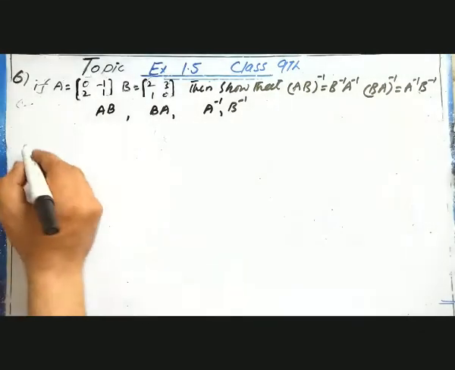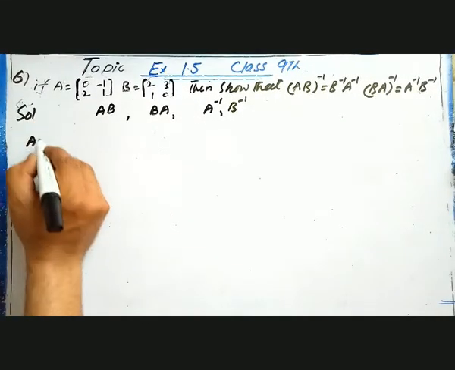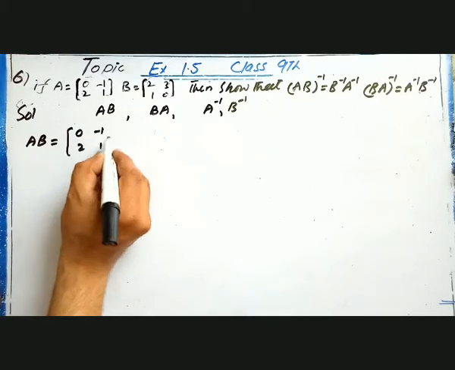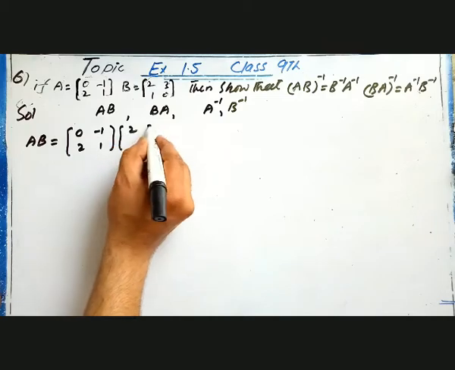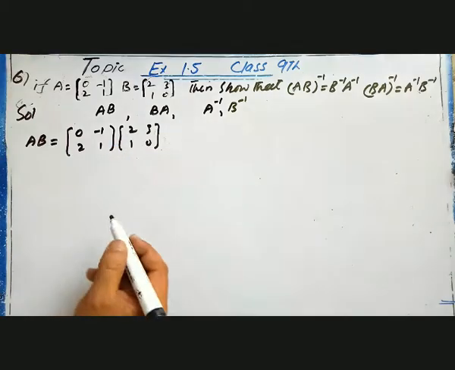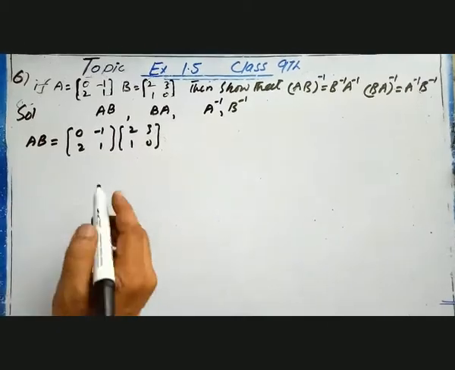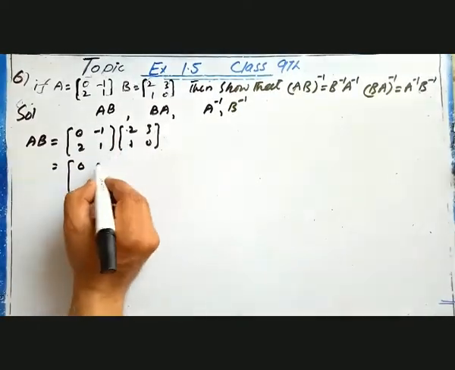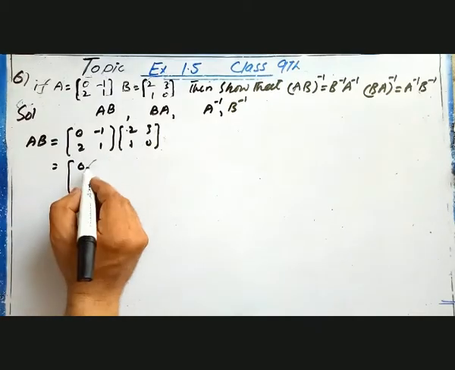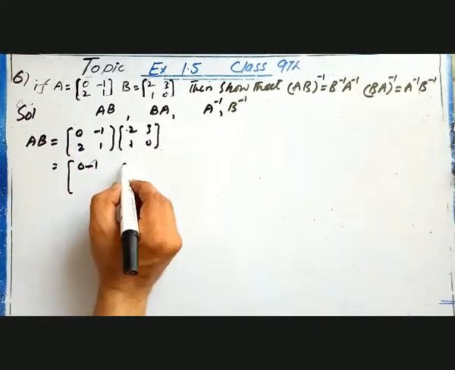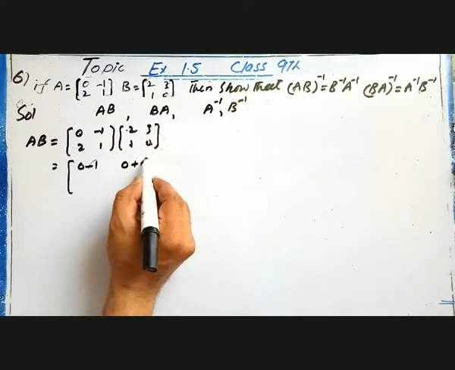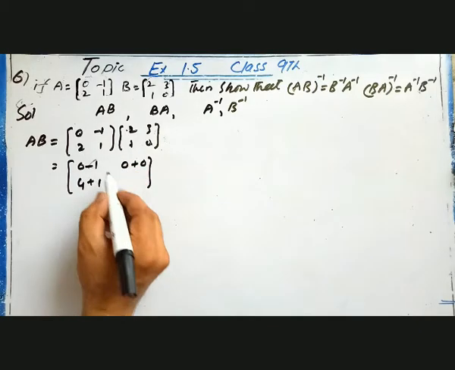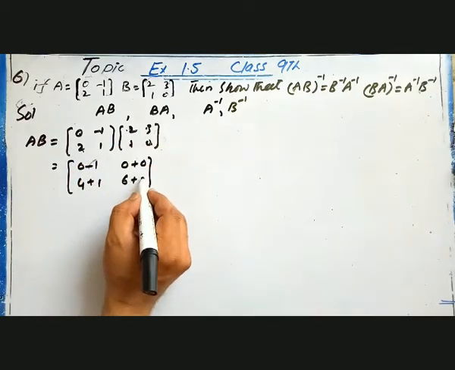तो हमारे पास AB सोल्यूशन, AB will be equal to matrix A is 0 -1 2 1 and B is equal to 3 1 0. Multiply this. 0 2s are 0, 1 1s are -1, -1, 0 3s are 0, 1 0s are 0, 2 2s are 4, 1 1s are 1, so plus 1, 2 3s are 6, 1 zeros are 0.